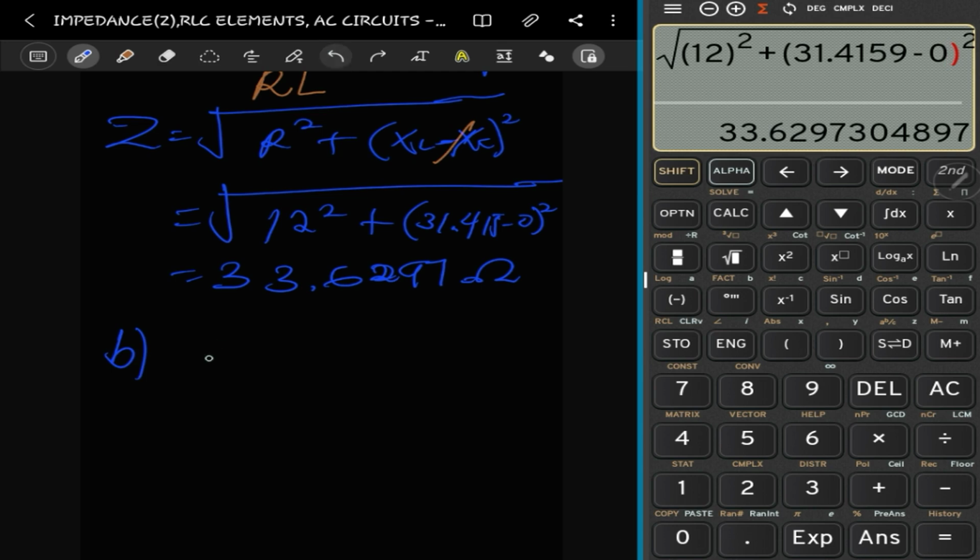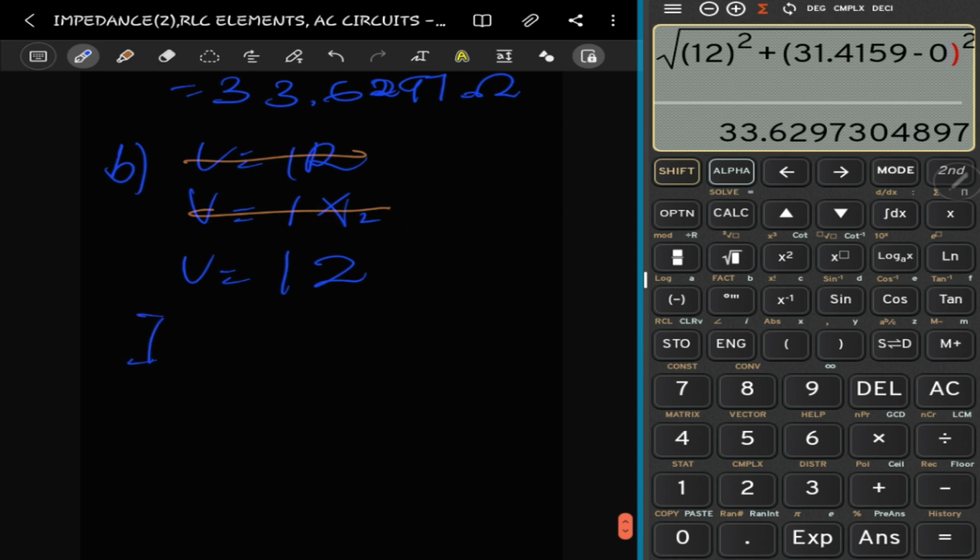We are no longer using V is equal to IR. Why? Because the circuit is not purely resistive. And neither are we using V is equal to I XL. Why? Because it's not purely inductive. So what we are using is V is equal to I Z. We are finding I.